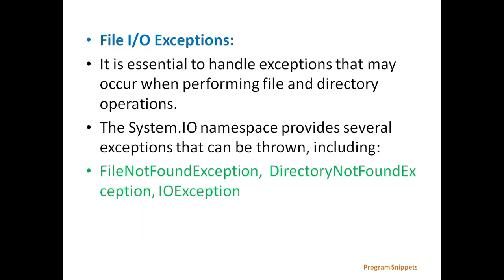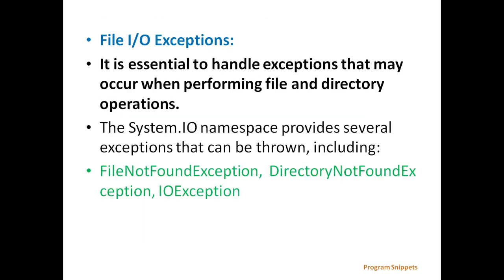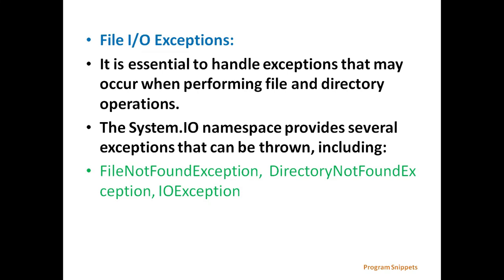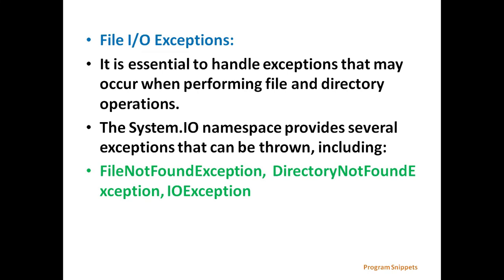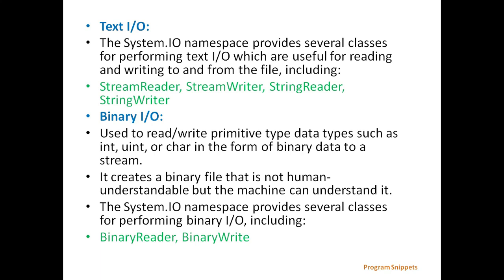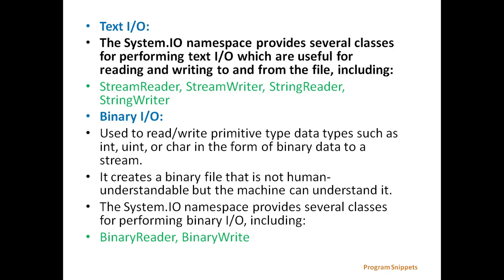Then file input-output exceptions. It is essential to handle exceptions that may occur when performing file and directory operations. The System.IO namespace provides several exceptions that can be thrown, which are FileNotFoundException, DirectoryNotFoundException, or IOException. Then text input-output. The System.IO namespace provides several classes for performing text input-output, which are useful for reading and writing to and from a file. Some of them are StreamReader, StreamWriter, StringReader, and StringWriter.